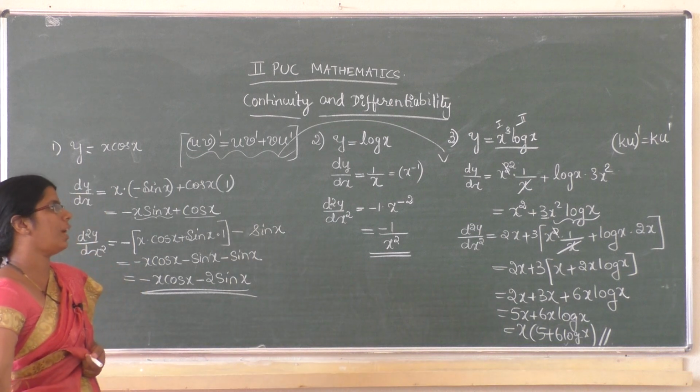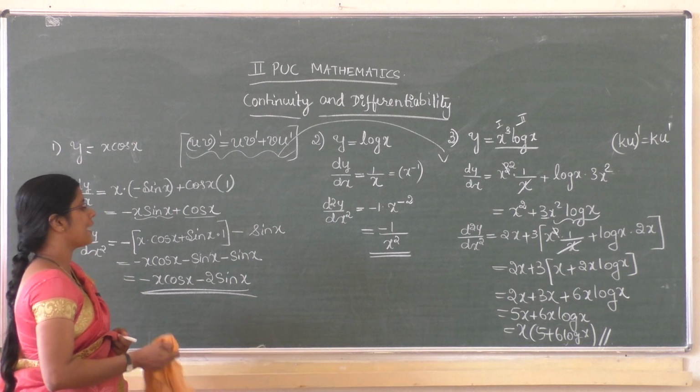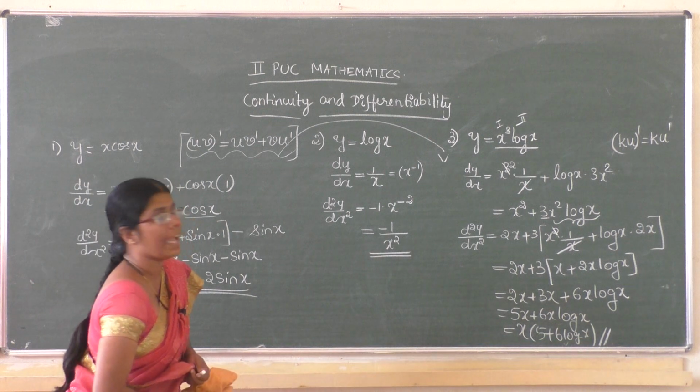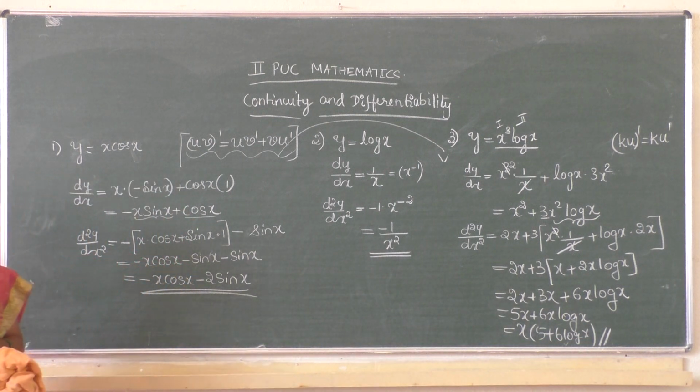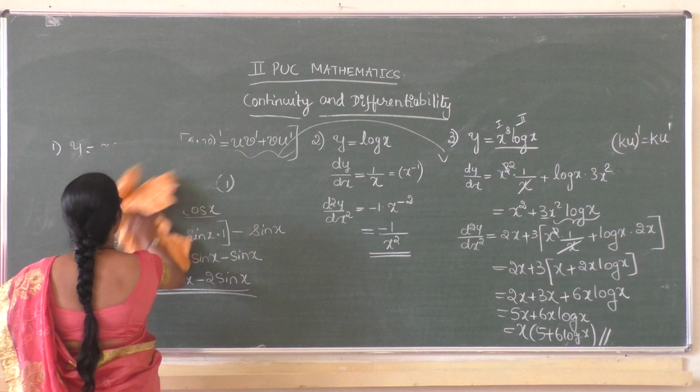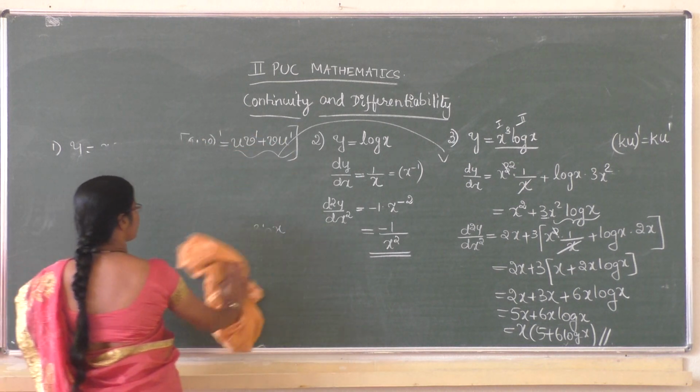When y is equal to x cube log x, then its second derivative is given by x into 5 plus 6 log x. So we take the next function.